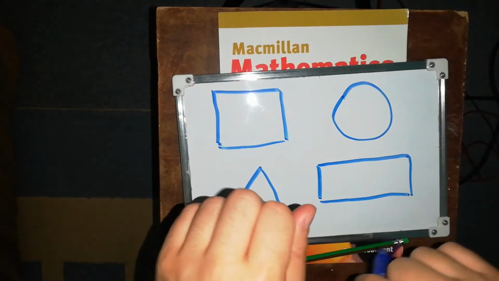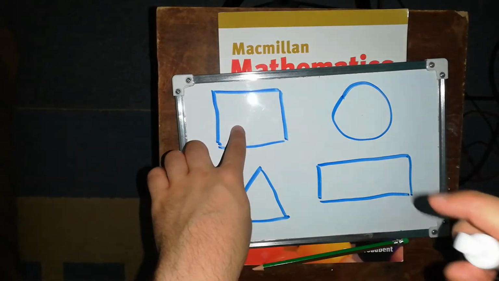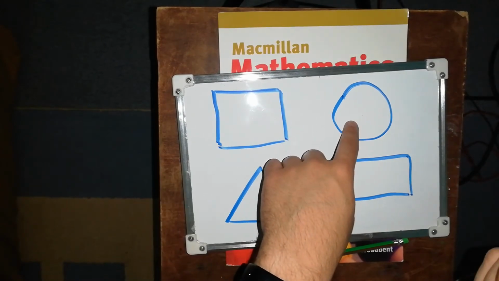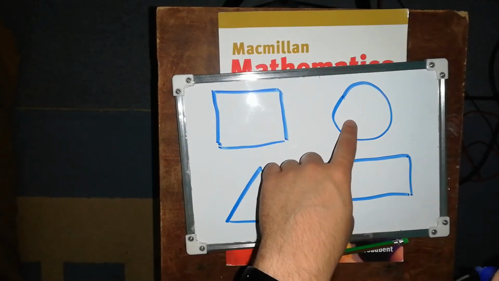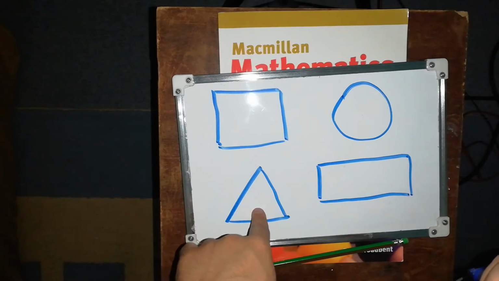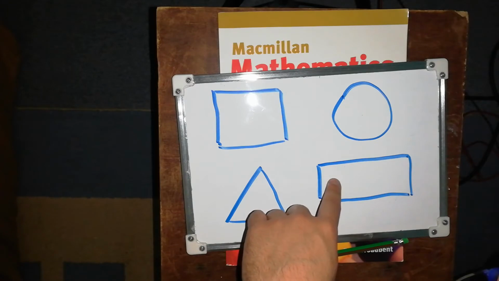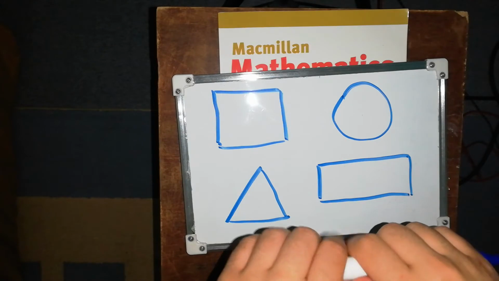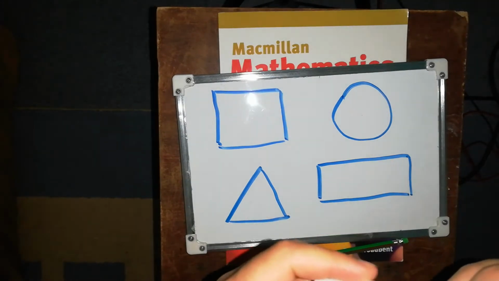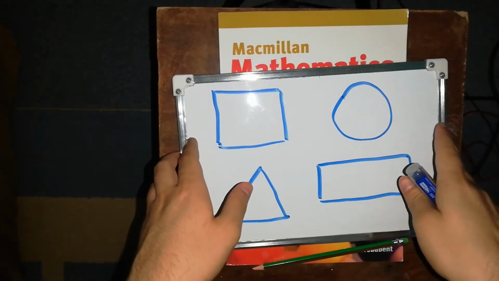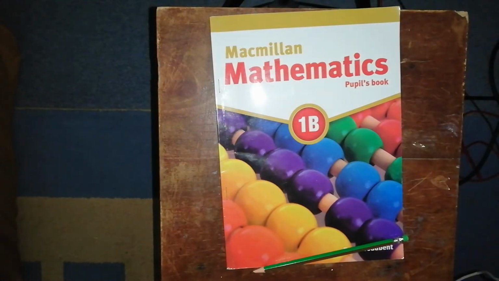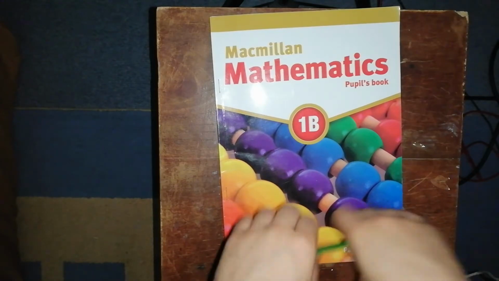Okay, now listen and repeat. Square. Circle. Triangle. Rectangle. Okay, so these are the four main shapes. Now don't forget them because we will need them in today's lesson. So let's go over to the book so we can answer a few questions.